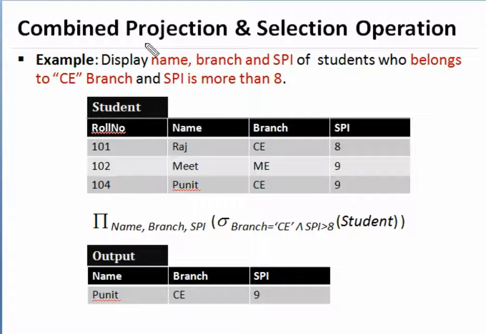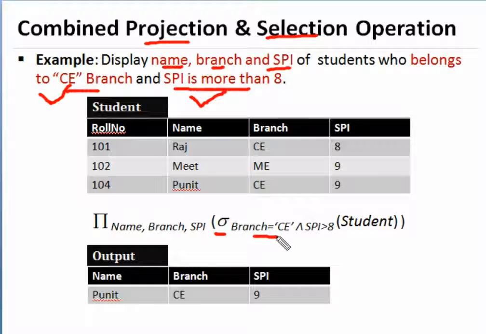Again we have a third example of projection with selection. Display the name, branch and SPI of students who belong to the CE branch and whose SPI is more than 8. So here we have to provide a selection operation with 2 conditions: branch should be CE and SPI should be more than 8. So we have to make an AND operation within the selection. For that we have sigma, branch is equal to CE and SPI greater than 8, of which relation?